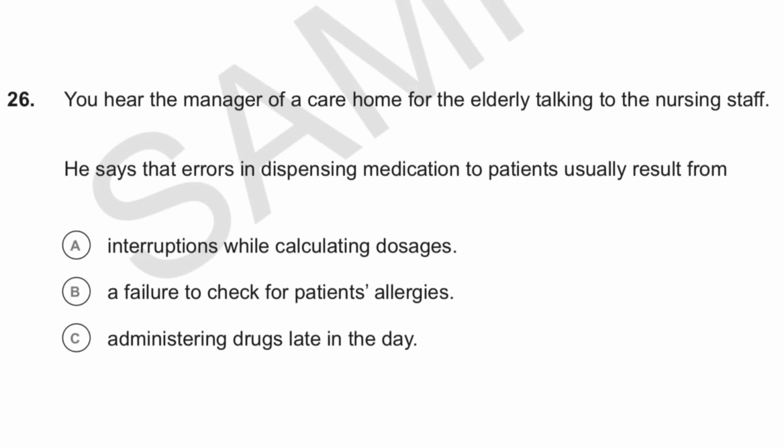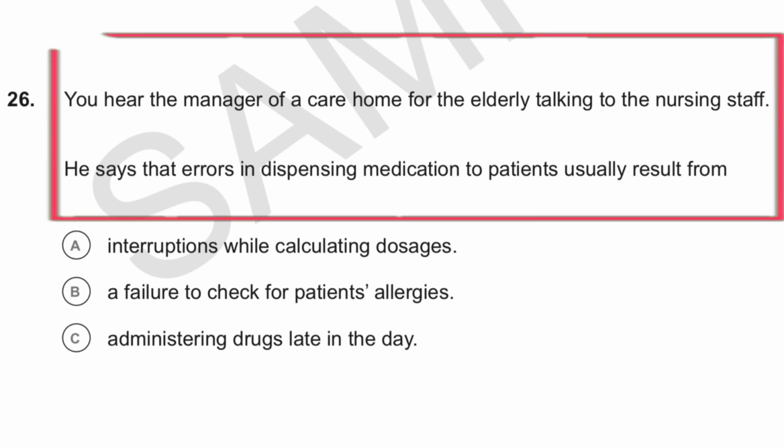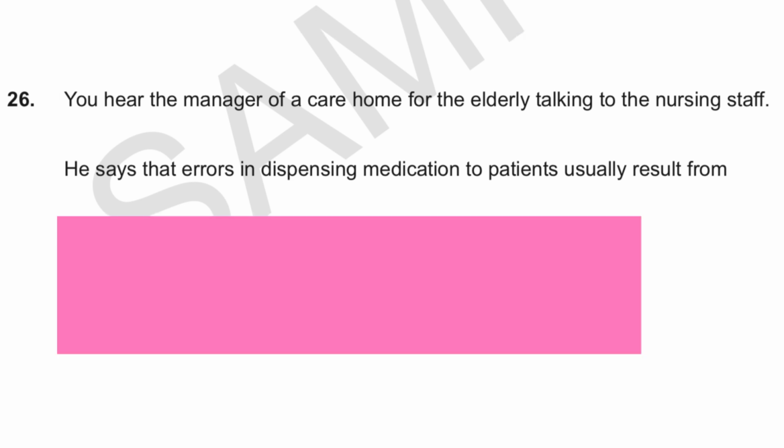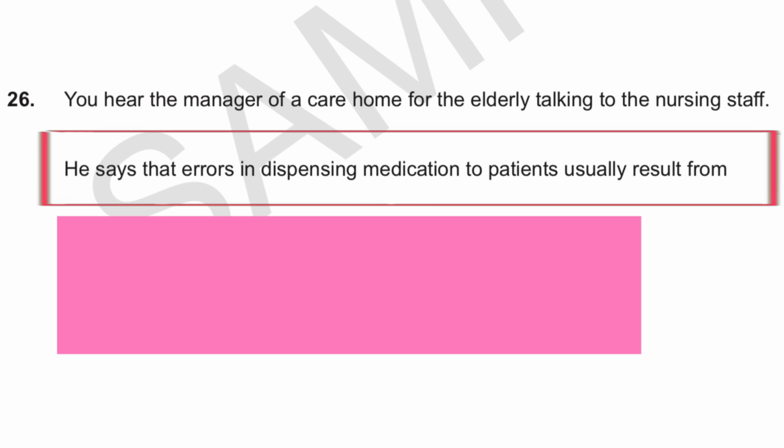Question 26. You hear the manager of a care home for the elderly talking to the nursing staff. Now read the question. Read the context and question twice and understand what is being asked. He says that errors in dispensing medication to patients usually result from. Then cover the options, keep in mind the question, and listen for its answer.